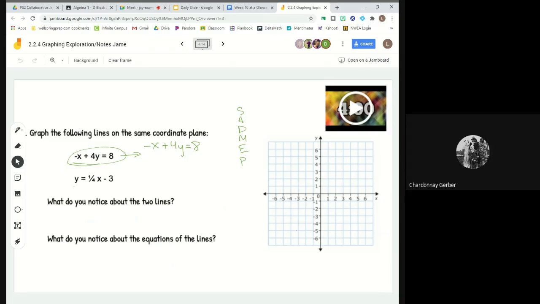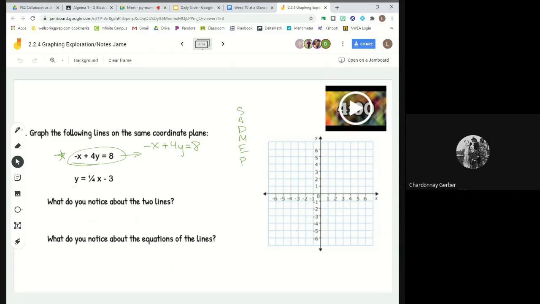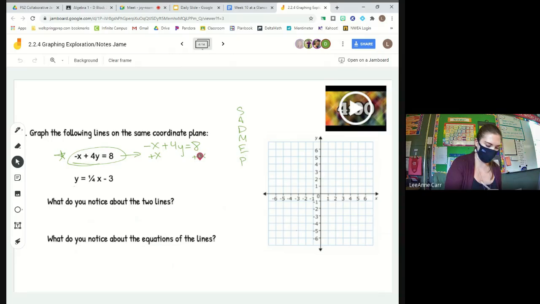Are we on the second one? We're on number 2. We're doing this first equation. You're getting y all by itself. Yeah, okay. I need it to look like y equals mx plus b. So you would do plus x to 8. Good. I'm going to add x on both sides.